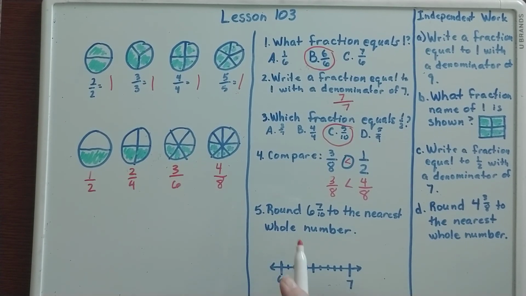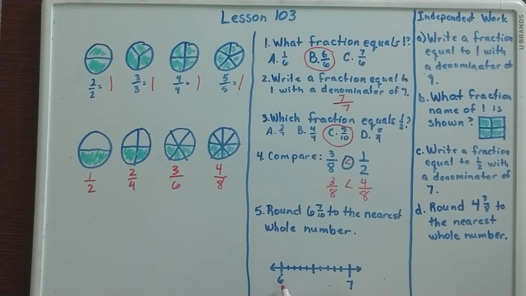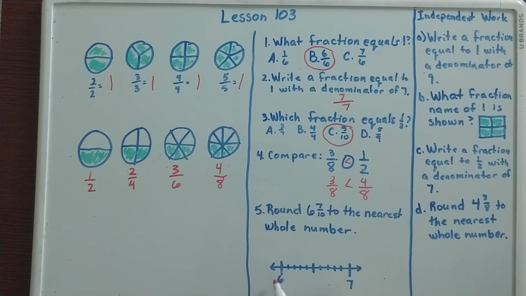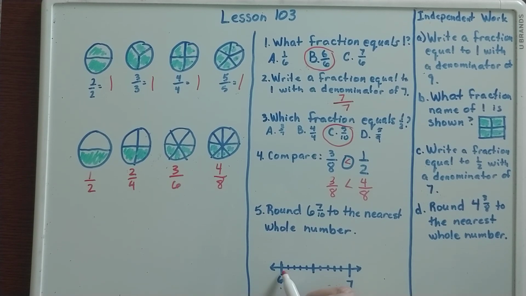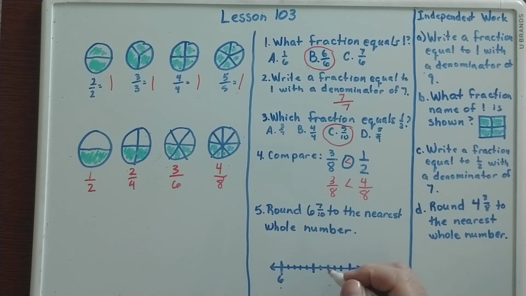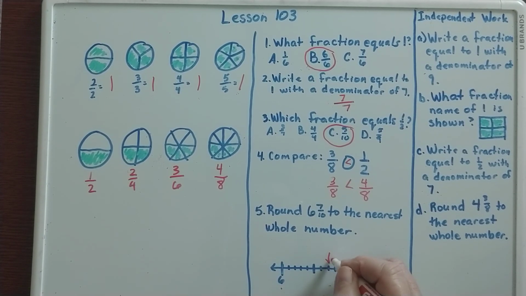Okay, so now we are going to round 6 7/10 to the nearest whole number. Here, from the whole number 6 to the whole number 7, this is divided up into 10 pieces. So here's 6 7/10. 1, 2, 3, 4, 5, 6, 7. It would be right here.